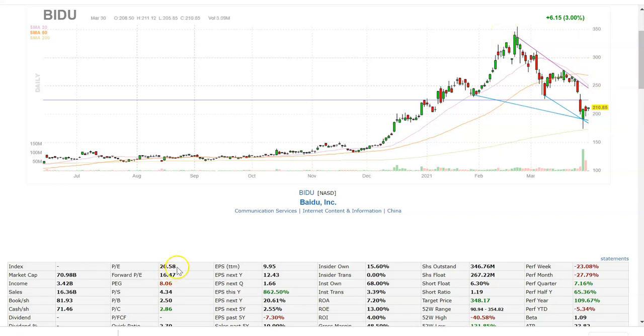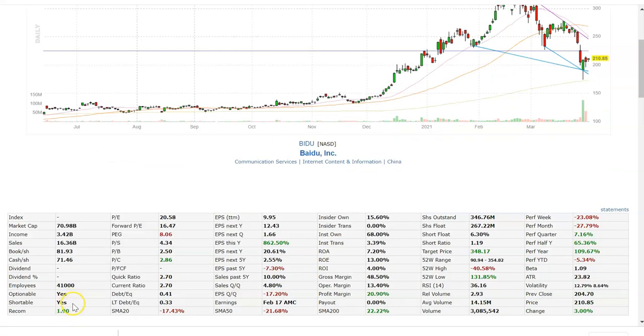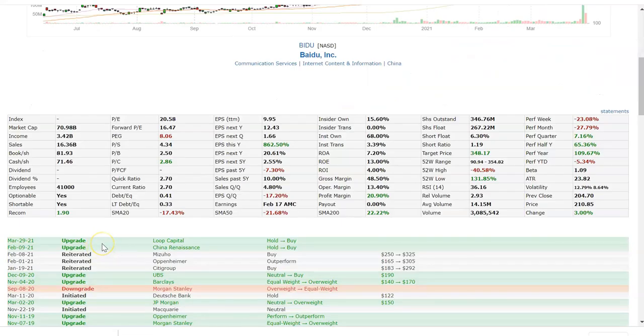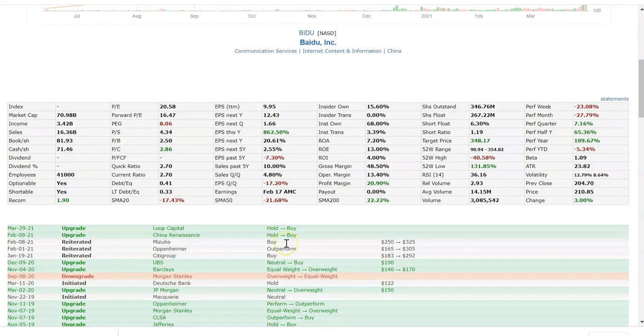It's a profitable company. It looks profitable for the future. It's optionable and shortable. We look at that, and the analyst is recommending a moderate buy. The earnings date was in February, so we have a couple months left. We've had some recent upgrades in March, just yesterday, to buy. That should create some action today.